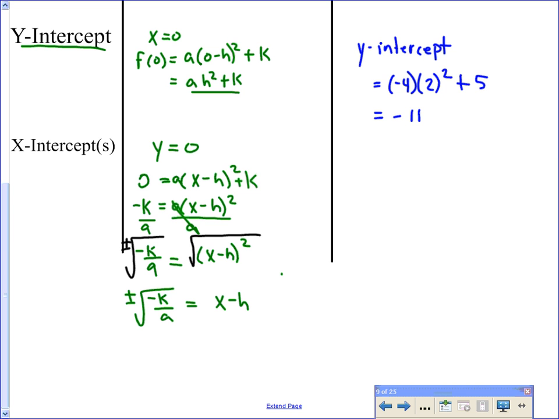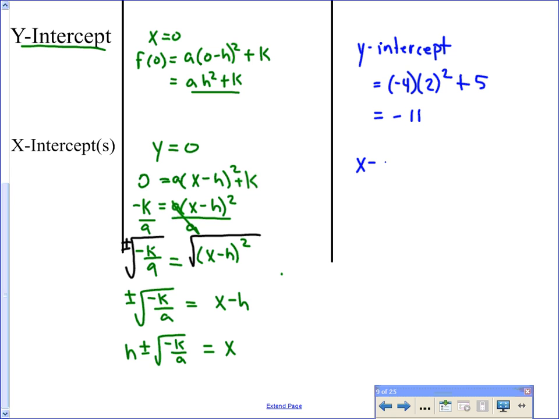And now, again, I need to solve for x, so I need to add that h to both sides. So it's going to be h plus or minus square root of -k over a, and that's going to be equal to x. And those are our x-intercepts. All right, so now let's use that in this problem.